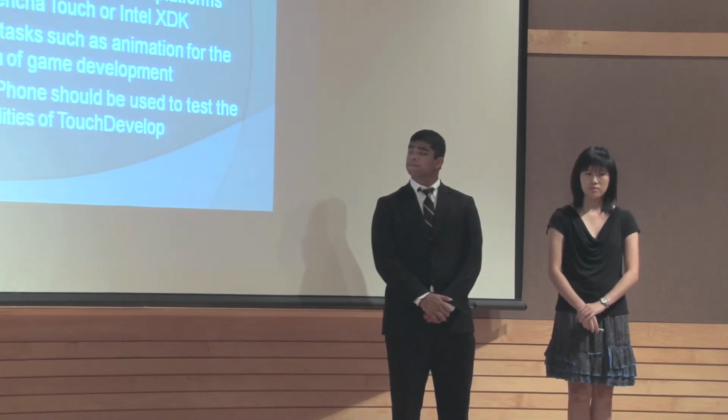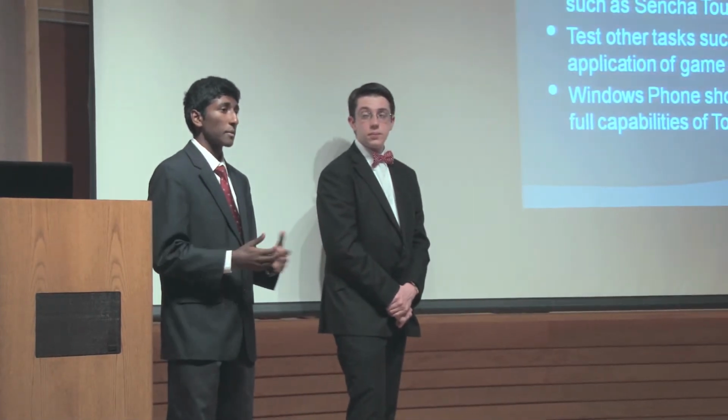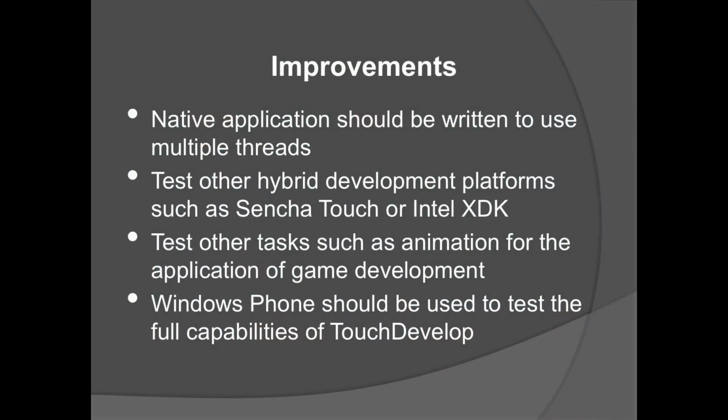So improvements for our research. First, as Rohan mentioned, we would like to test out the native application and the hybrid application with the same number of threads in order to confirm which platform really runs faster. The second improvement is to test other hybrid platforms. So PhoneGap is widely regarded as one of the best cross-platform development platforms to use. However, there are others such as SensuTouch or Intel XDK, and by testing them, we'd like to see if the wide array of cross-platform development platforms are really on the same playing field.